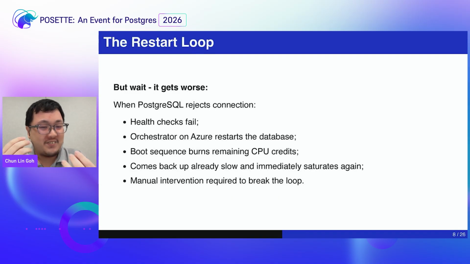But it actually gets worse than that. It doesn't mean Postgres just starts to reject, but the health check will fail. And then the orchestrator on Azure, for example, will start to restart the database. And because of this heavy restarting, it will burn the remaining CPU credit. So actually, you will go into the death spiral where it will keep on burning your excess CPU and you can't recover. So manual intervention will be required at this point to break the loop. So this sounds very serious if you didn't know how the token bucket algorithm works.